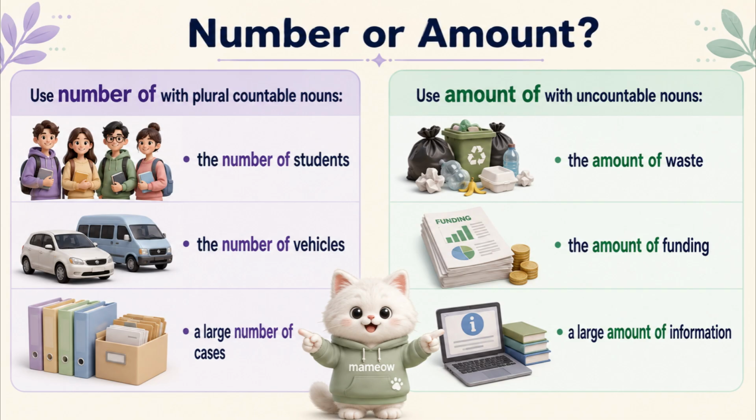This distinction is particularly useful in IELTS Academic Writing Task 1. We write, the number of commuters increased, because commuters can be counted. We write, the amount of electricity consumed declined, because electricity is treated as an uncountable quantity.